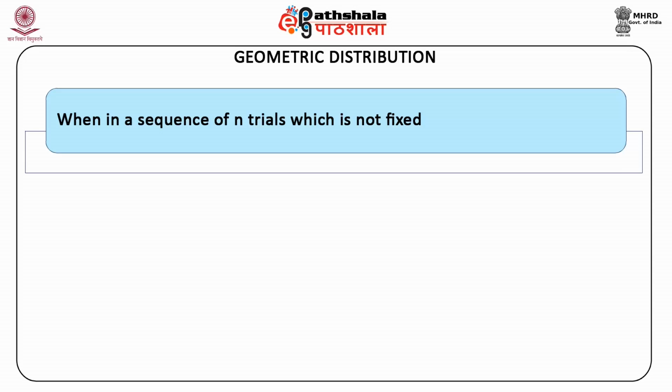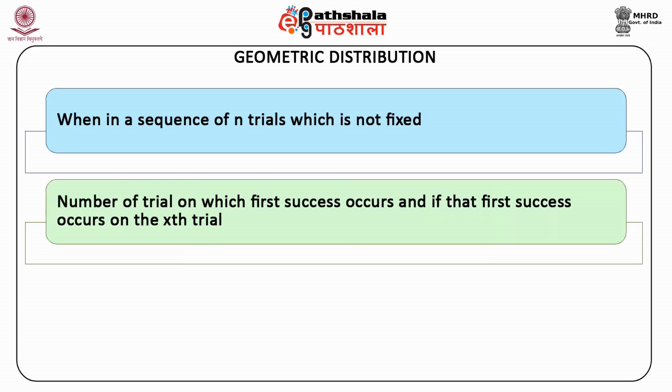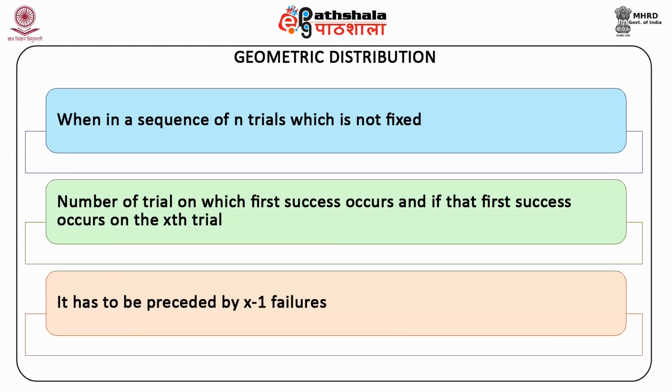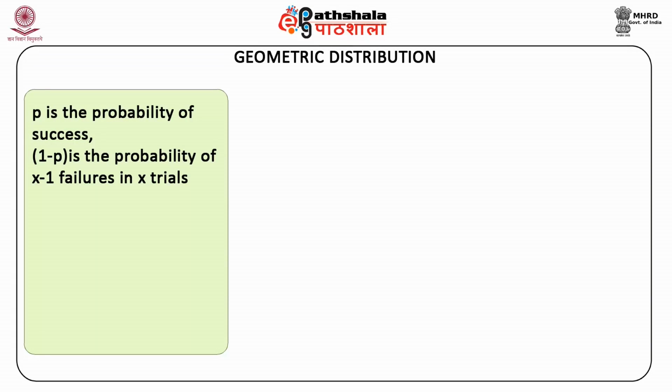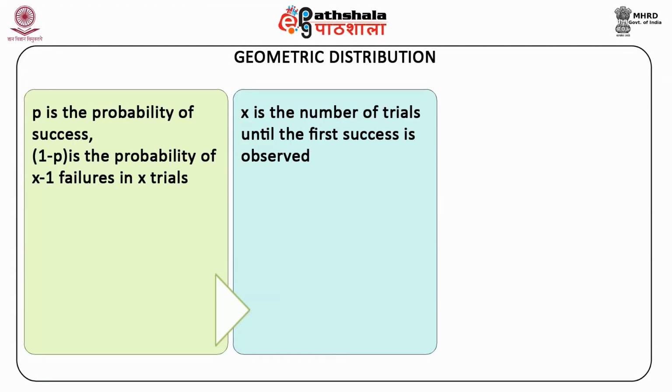When, in a sequence of n trials which is not fixed, we are interested in the number of trials on which the first success occurs, and if that first success occurs on the xth trial, it has to be preceded by x minus 1 failures, then the probability of getting first success on the xth trial is given by geometric distribution. Given p is the probability of success, 1 minus p is the probability of x minus 1 failures in x trials. X is the number of trials until the first success is observed.